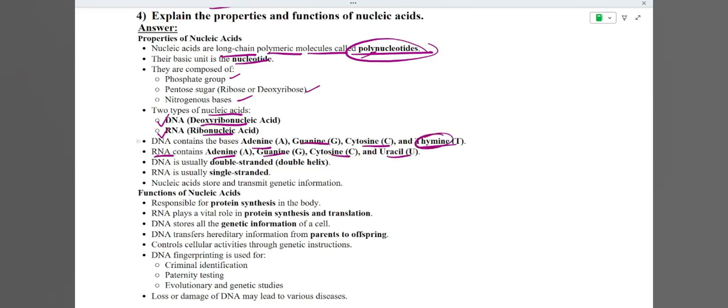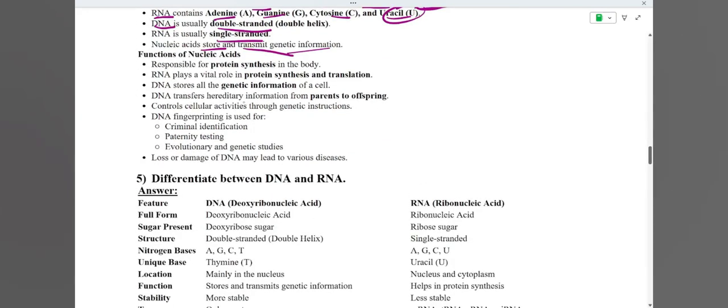Only one is different: here it is thymine, here it is uracil. DNA is usually double stranded, while RNA is single stranded. Nucleic acids store and transmit genetic information. What is their function? RNA is responsible for protein synthesis and translation. DNA stores the genetic information of the cell.